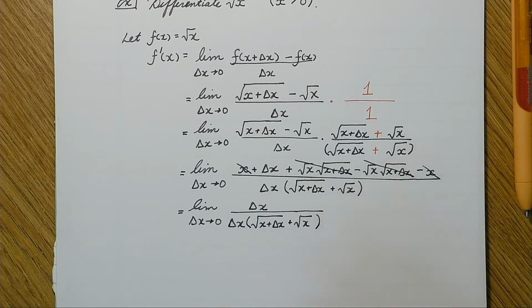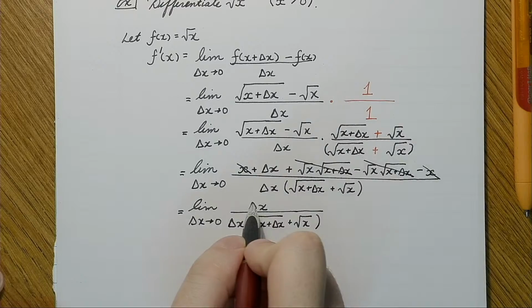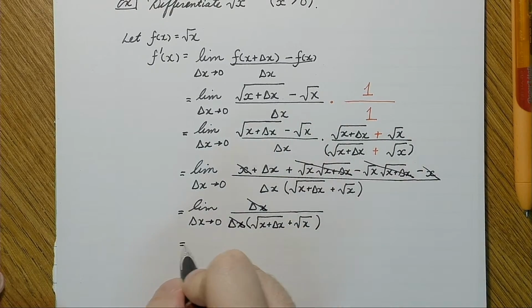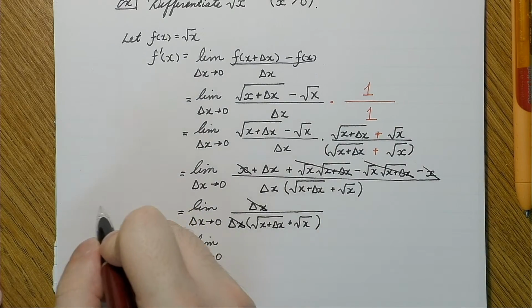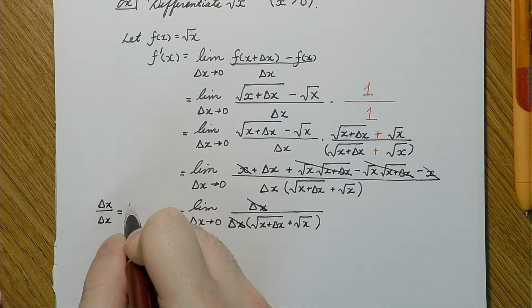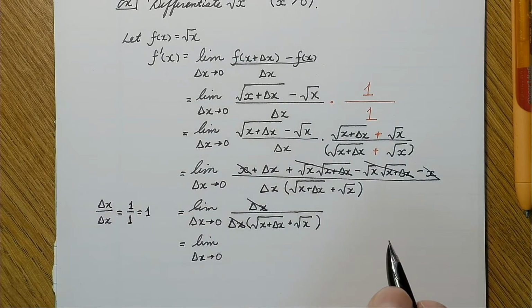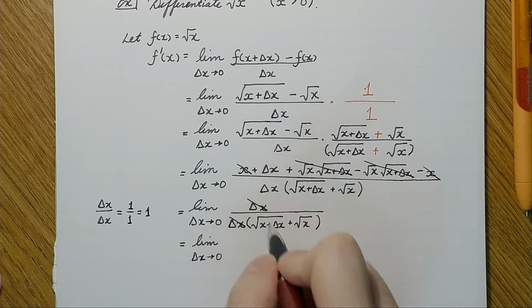See, I've rationalized the numerator. So I can cancel out this top here. Now when you do cancel that out, it's really delta x divided by delta x, which is still just 1 over 1, which equals 1. So essentially it's just 1 on top.